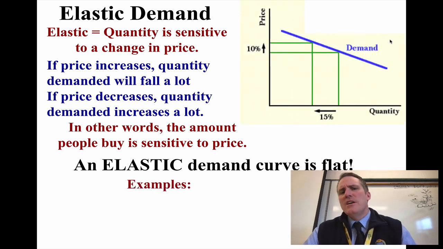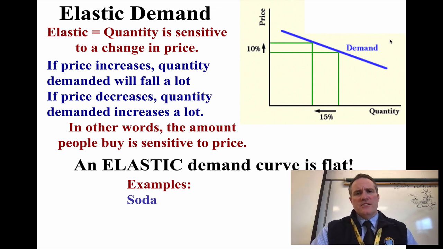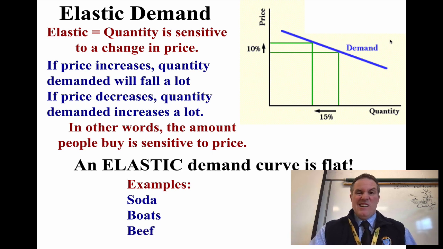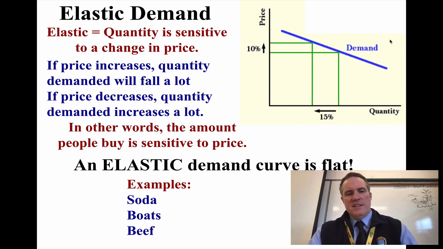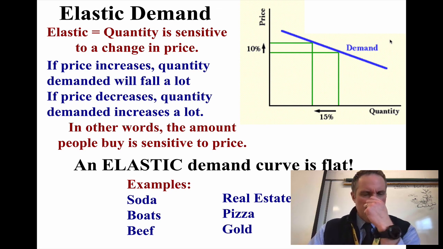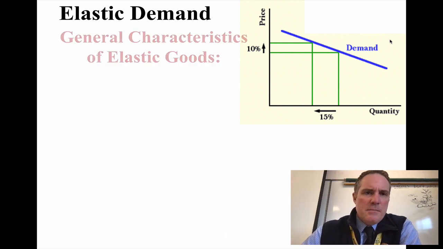So you can pause the video at any time to take notes on this. So what are some elastic demand examples? Think about soda, purchasing different types of boats. For some of you, buying food at the grocery store. An example here is beef. Beef is really expensive right now. That changes our behavior. Other things: real estate, the market right now, pizza, gold. These are just some examples of elastic demands, okay?